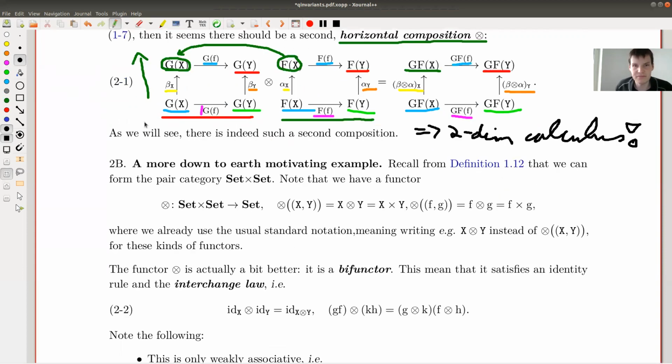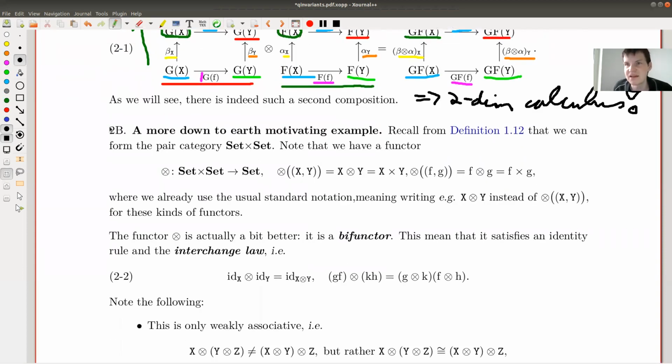So here's hopefully an example that sounds reasonable for all of you. I call it a down to earth example. So let's see. The pair category was completely stupid, right? It was just a tuple of objects, a tuple of morphisms, and Set was the category of sets.